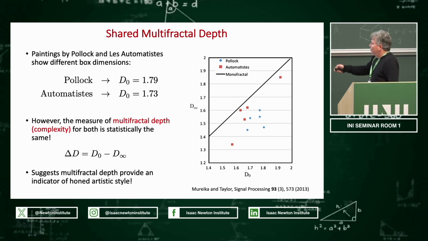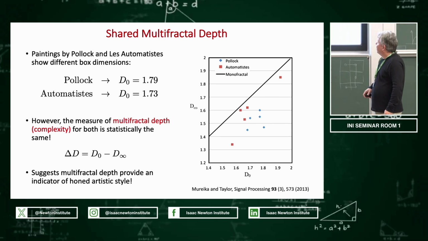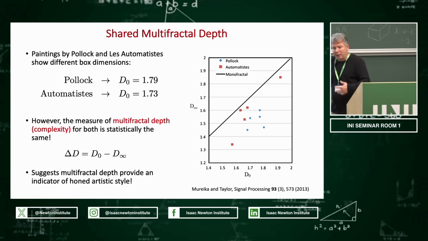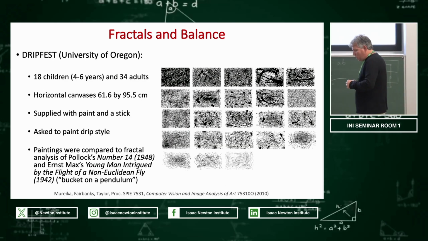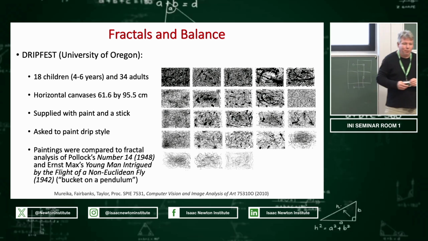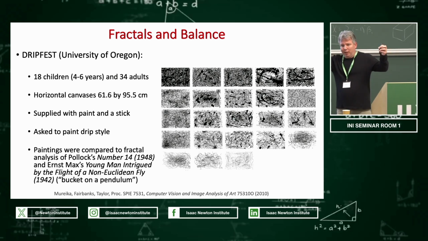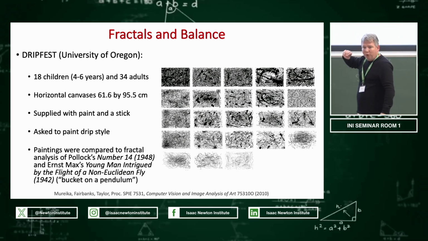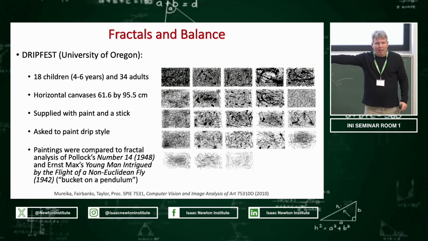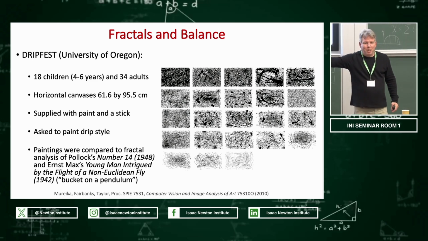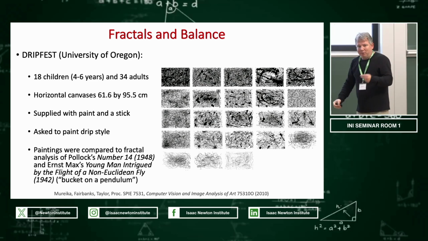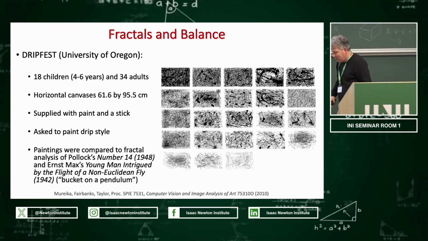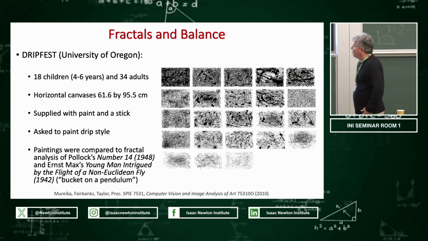And that was detailed in this paper here. This idea of multifractal depth was something interesting, and so we carried it on. We organized what was called Drip Fest at the University of Oregon. It's a fest, so it was exciting and fun. We pulled in 18 children and 34 adults and basically gave them a stick and some paint and said, go make Pollocks for us, okay? And you see the dollar signs and everything, this is great. So here's the information about what they did. Here's a sample of their paintings.